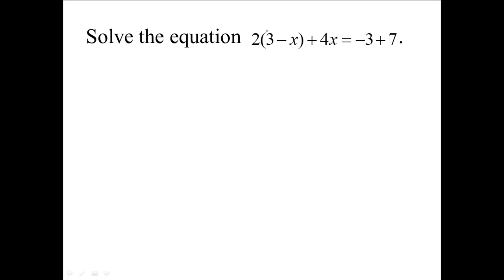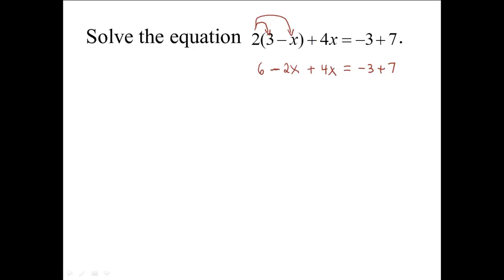Solve the equation 2 times a quantity 3 minus x plus 4x equals -3 plus 7. We will start by distributing. 2 times 3 is 6. 2 times -x is -2x. Bringing down the rest of the terms in equal sign, we have plus 4x equals -3 plus 7.